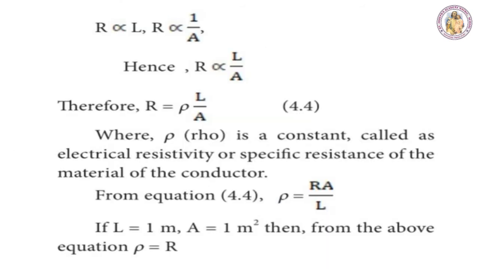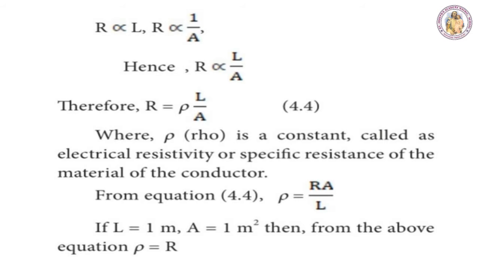When you combine these two, we get R is directly proportional to L and R is inversely proportional to A. So R is equal to rho L by A. Here rho is the resistivity. To remove the proportionality, we add a constant, called resistivity. R is equal to rho L by A. So here rho is a constant called electrical resistivity or specific resistance of the material of the conductor.